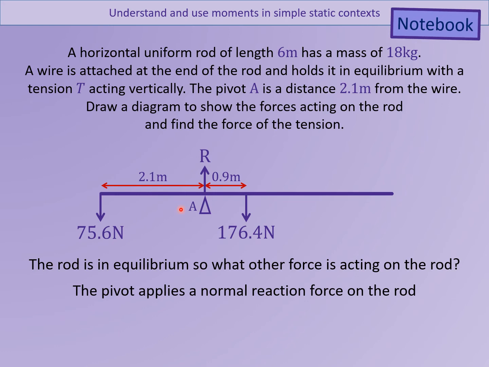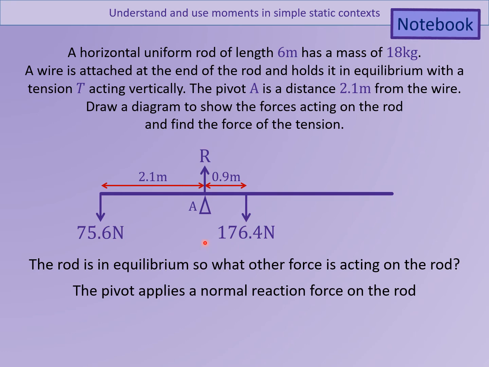The same as if you had something just sat on the ground. The ground pushes up with a normal reaction force. And what you need to be aware of is that the actual pivot itself will push up with the same force as the forces that are pulling straight down. So you could look at it as a normal mechanics model there. Okay, so what's pulling straight down?